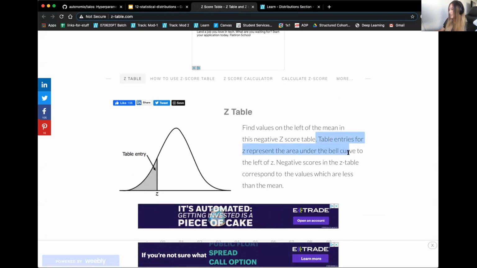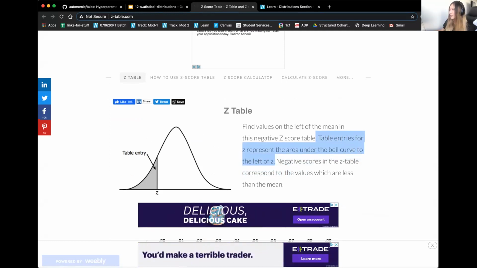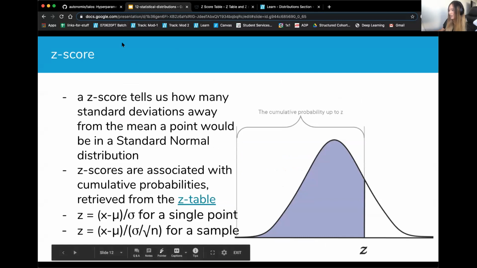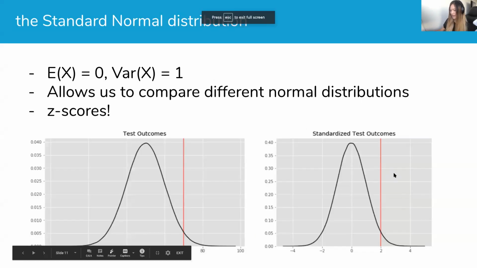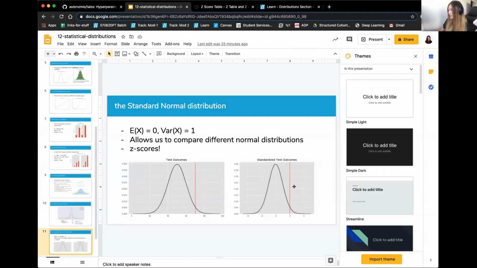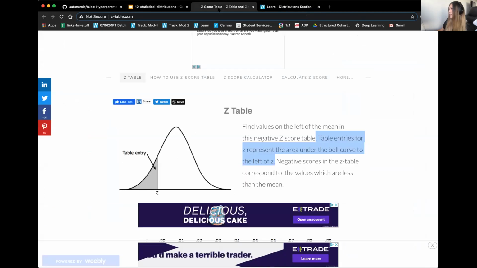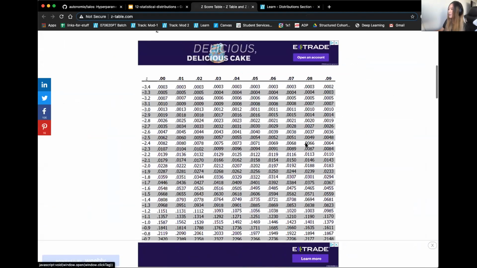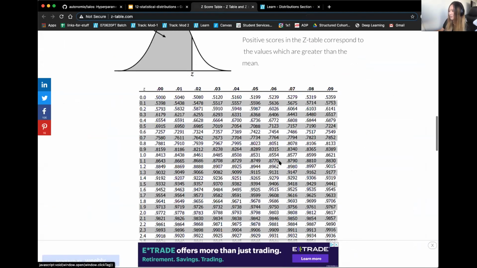Table entries represent the area under the bell curve to the left of z. And so earlier we had our z-score being 2. Let me minimize this again. Our z-score was 2. And what we can do here is look up the z-table and look up 2.